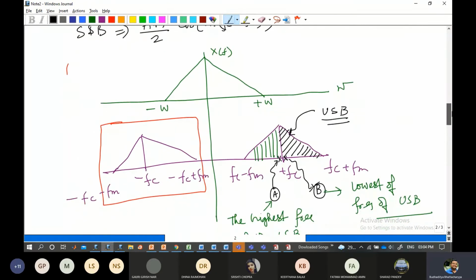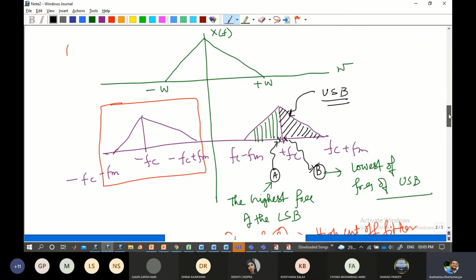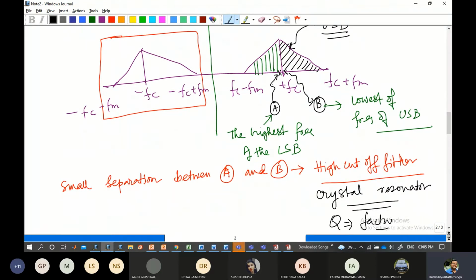Keeping that in mind, we did the overall calculation and found that although this method is pretty good and theoretically very much possible, the practical problem is the highest frequency of the LSB, this point. It is very important, so please remember this carefully. The highest most point of the LSB is almost equivalent to the lowest most point of the USB.